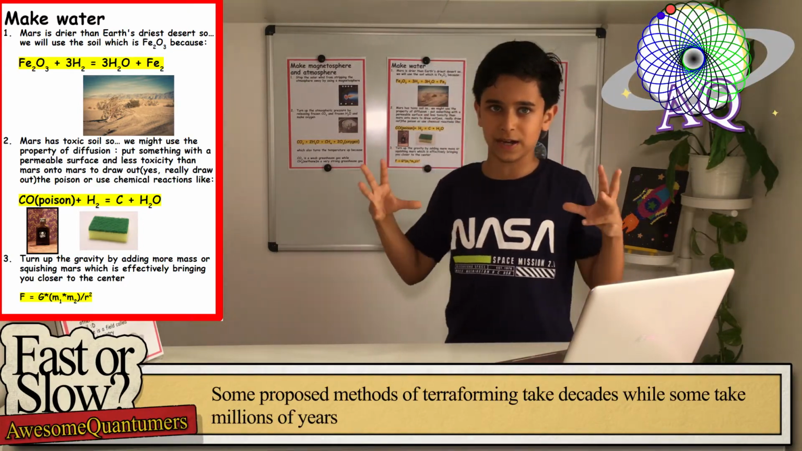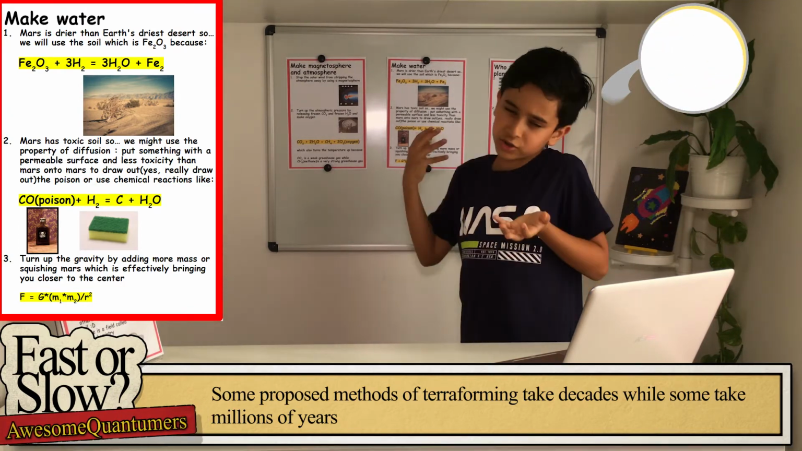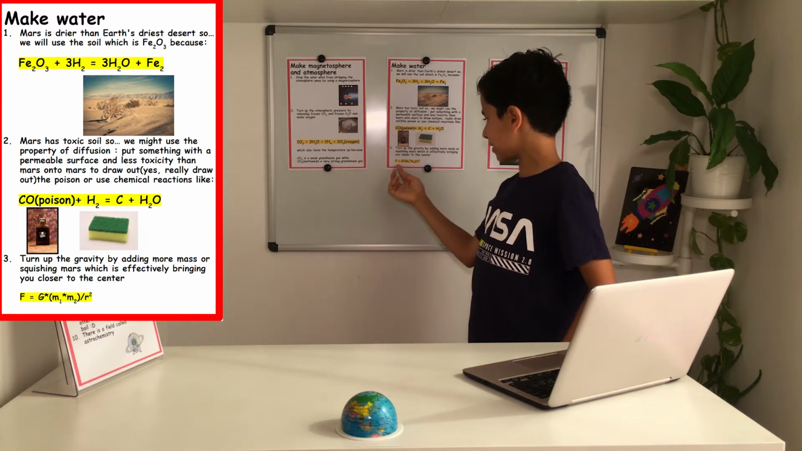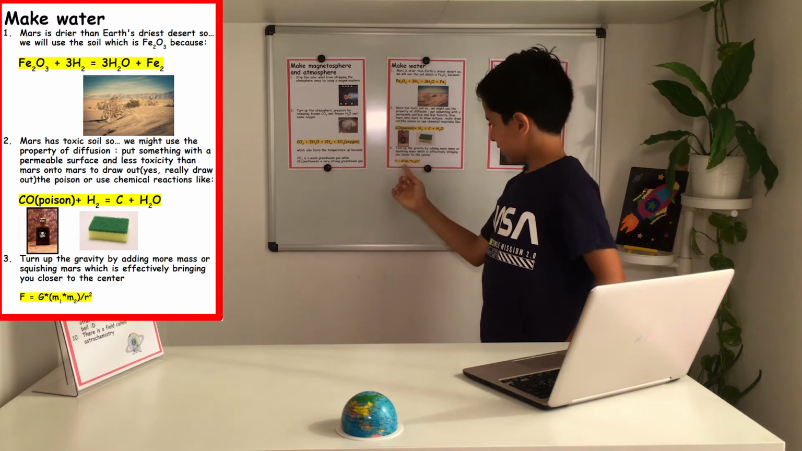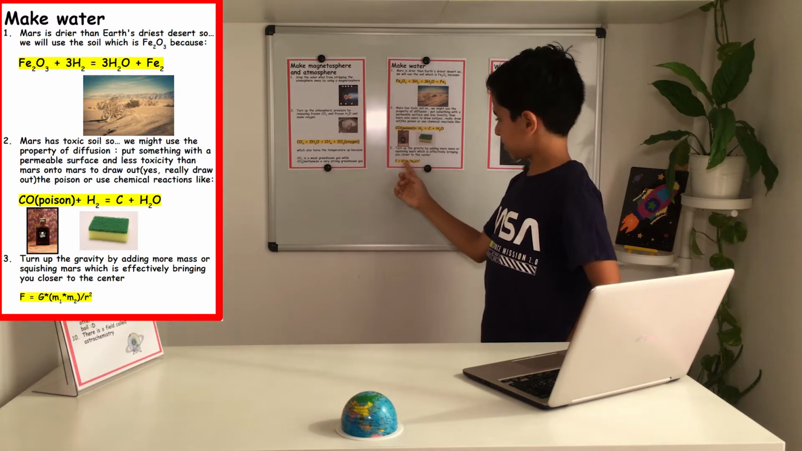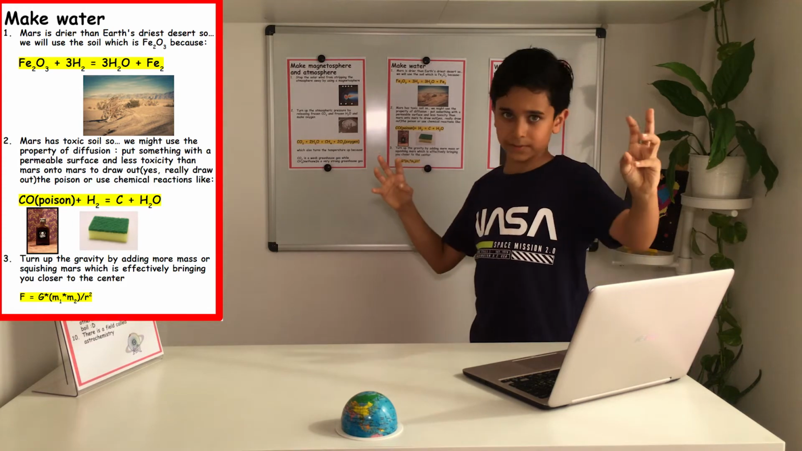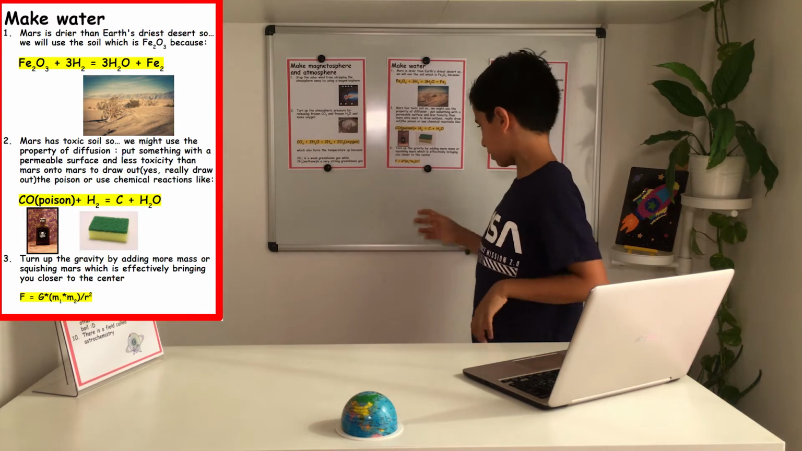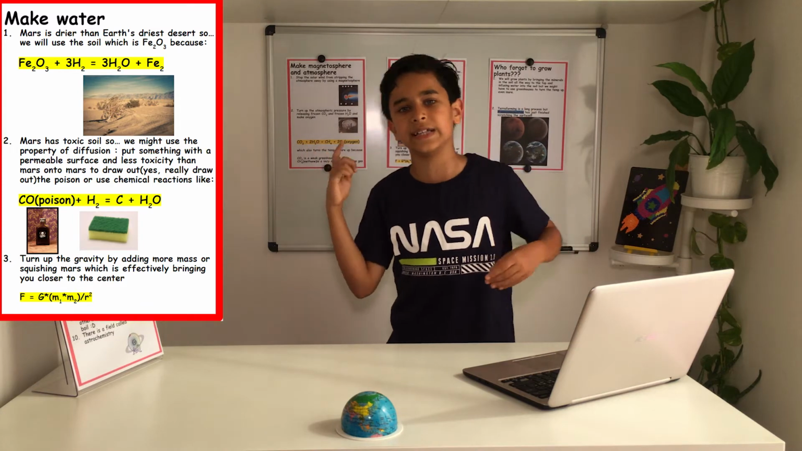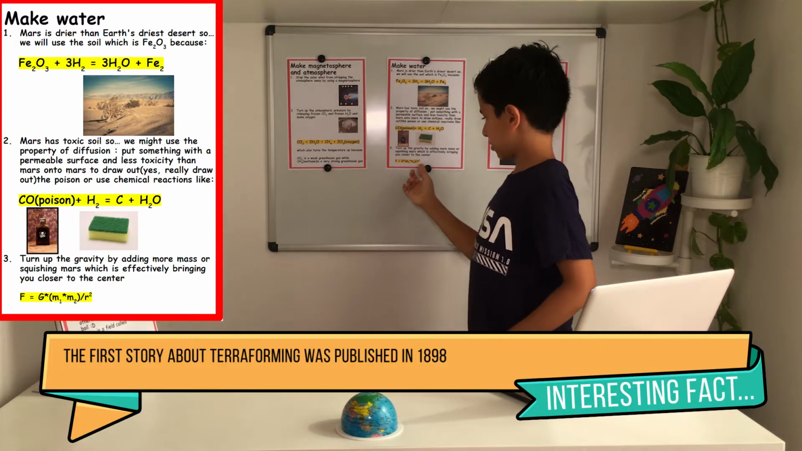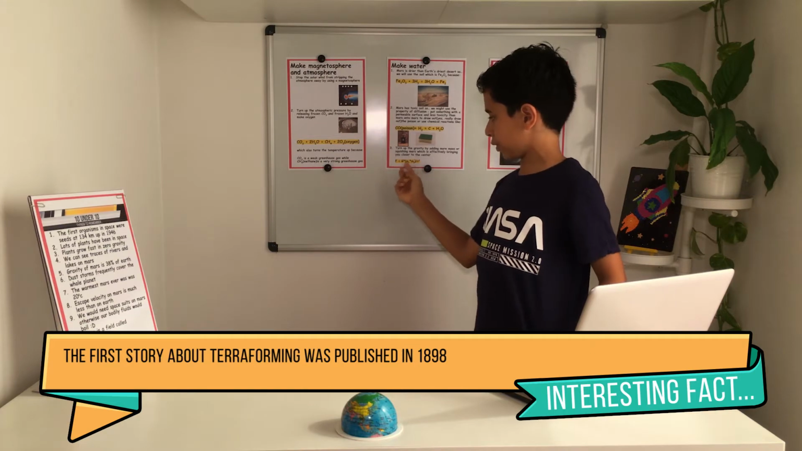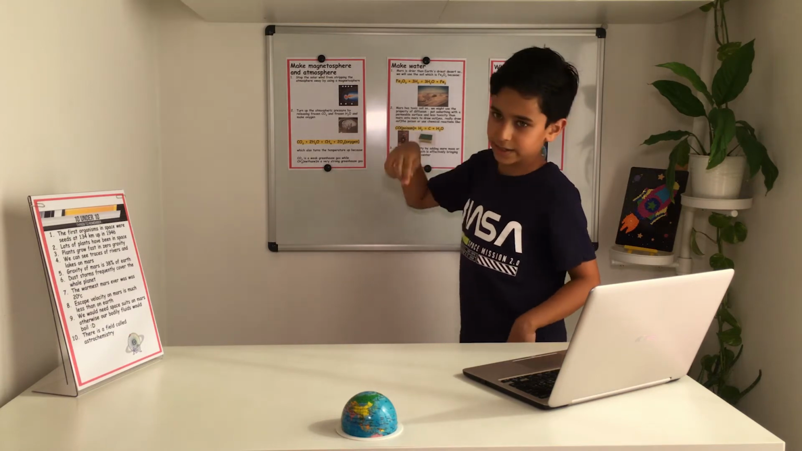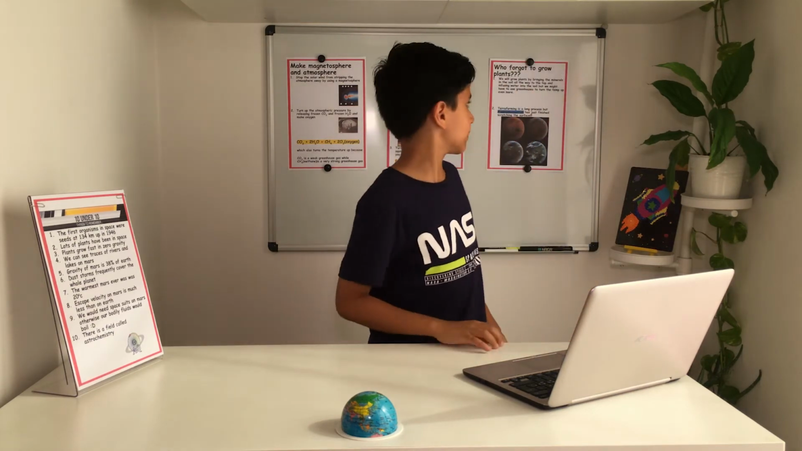We also have to turn up the gravity by squishing Mars or just making it more massive, because gravitational force is equal to the gravitational constant G times the mass of the first object in the system times the mass of the second object, all of that divided by the radius of the system squared. So if we put the mass of one of these two objects up, F will go up. If we put the radius down, squishing Mars, F will go up.